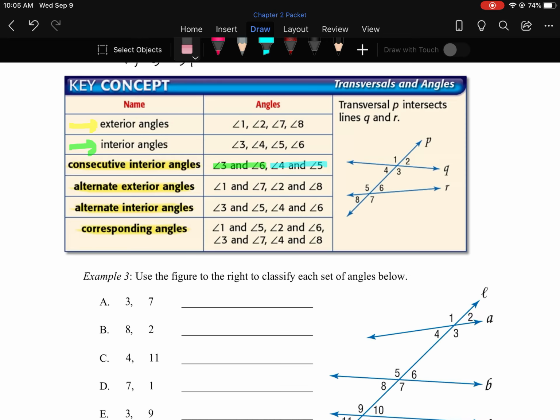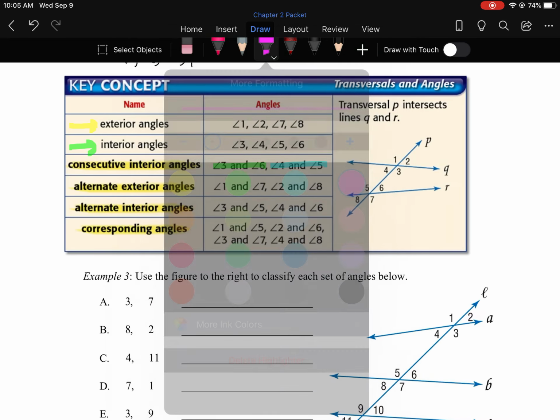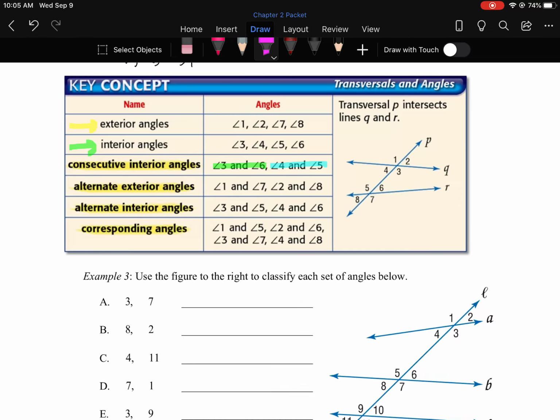So let me erase these so you have a little bit more clarity. Alternate exterior angles. Alternate exterior. So they're outside. So 1, 2, 7, 8. Those are my outside angles. But I need them to alternate.